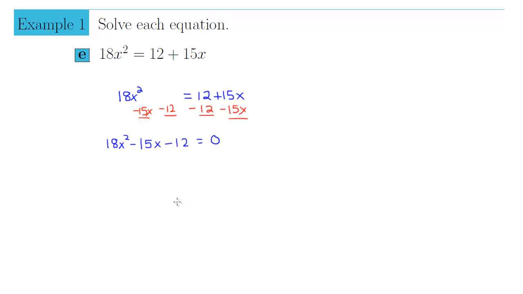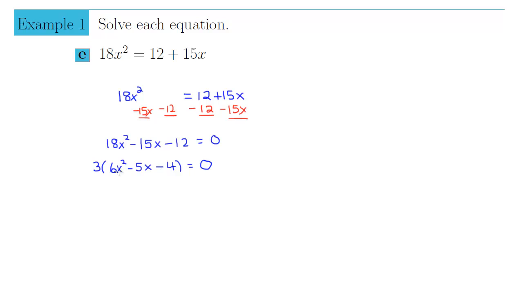Good, we now have a 0 on the right side. Our next step is to obtain a product on the left side. That means we want to factor this polynomial. Well, let's see. I observed that 18, 15, and 12 are all divisible by the number 3. So let me factor out a 3 from each of these terms. That gives me 3 times 6x squared minus 5x minus 4 equals 0.